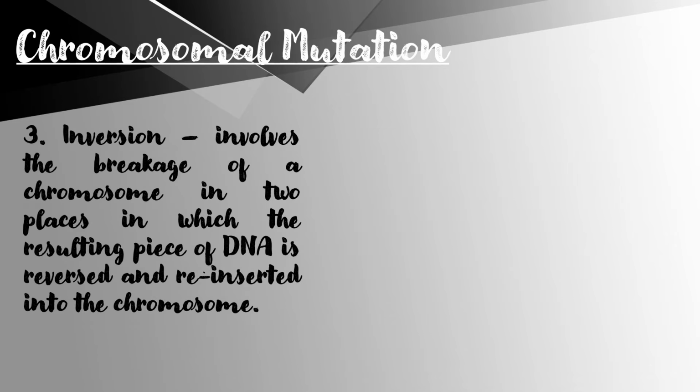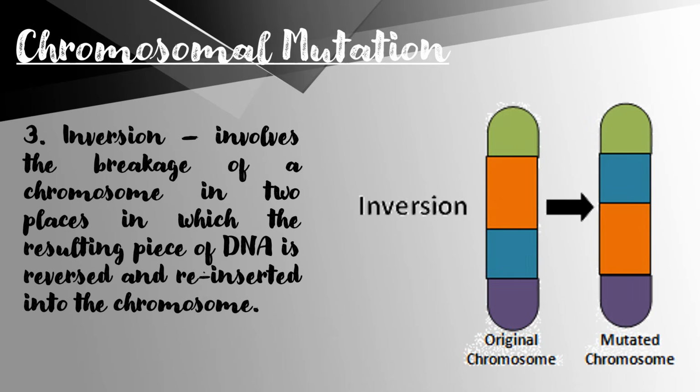The third type of chromosomal mutation is the inversion. It involves the breakage of chromosome in two places in which the resulting piece of DNA is reversed and reinserted into the chromosome. This is the original chromosome and then the mutated one. So in inversion, walang na-loss or gain na part ng chromosome. Makikita natin dito nagkaroon ng reinserted and reverse part ng DNA.